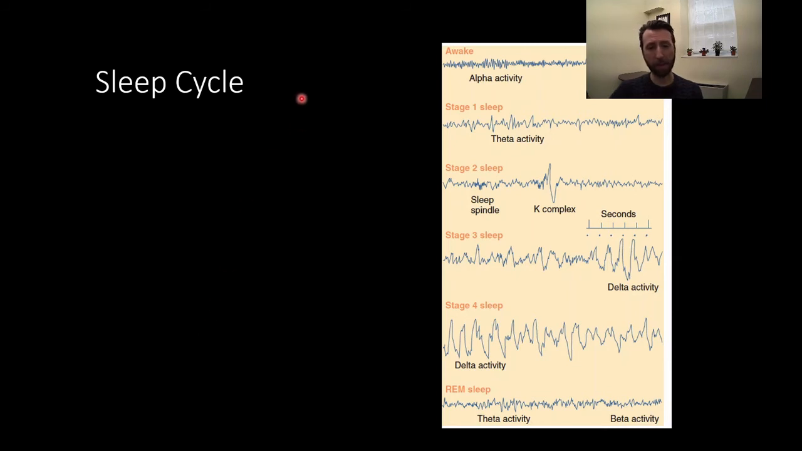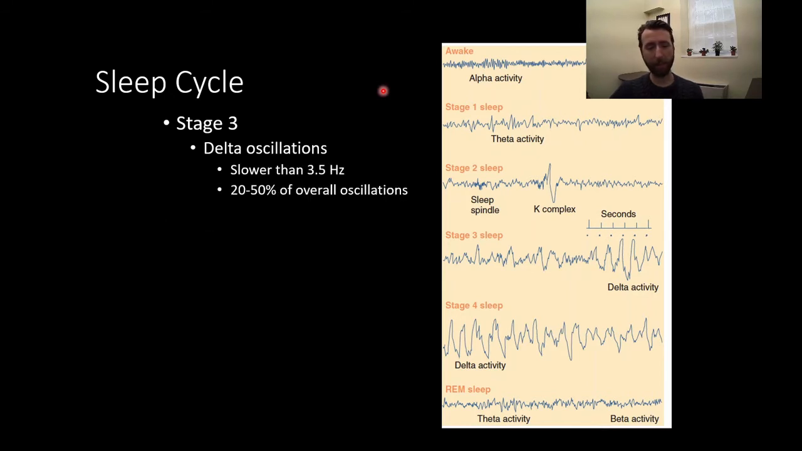Okay, now we're on to talking about slow wave sleep. Depending what source you're looking at, you can conceptualize stage 3 and stage 4 as either separate or just part of the same general category of sleep. To stay consistent here, we're talking about stage 3 as being distinct from stage 4, but lumping stage 3 and stage 4 together and calling it stage 3 or slow wave sleep is generally acceptable. So in stage 3, we see delta oscillations, which are slower than 3.5 hertz. You can see here, this is delta activity.